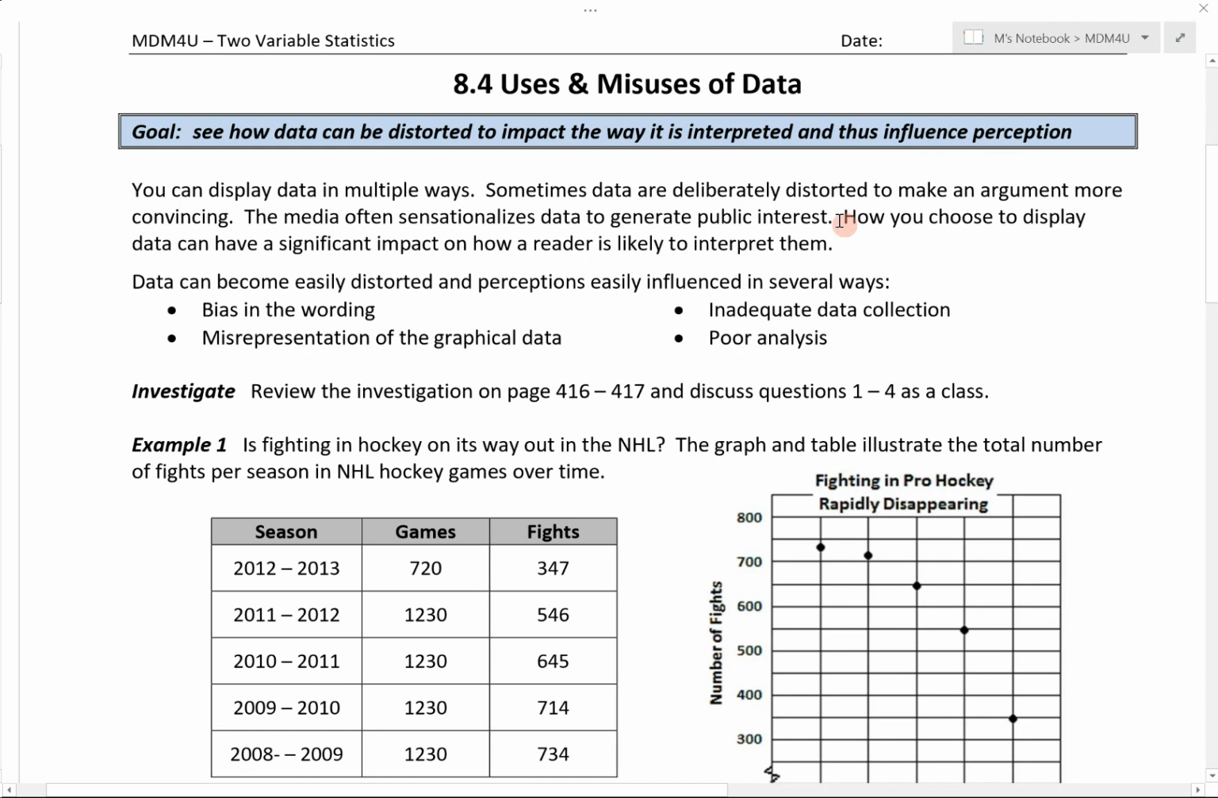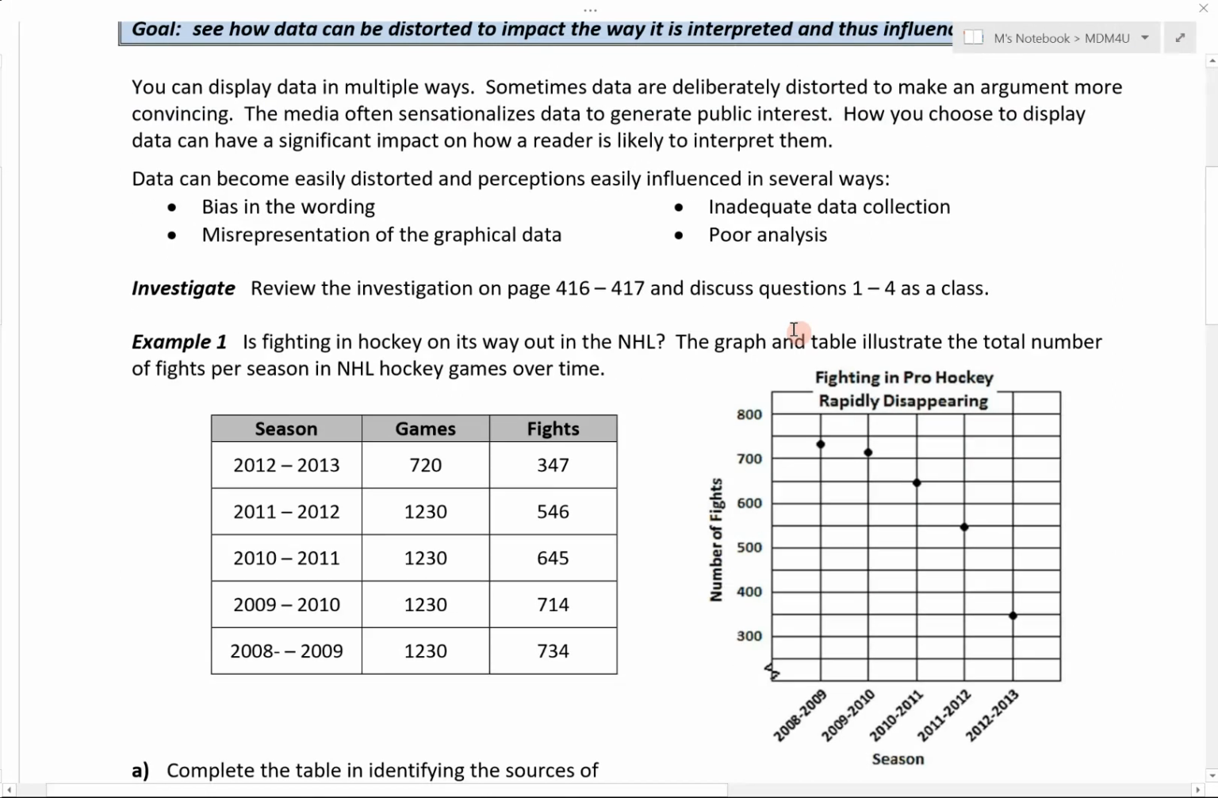And the media often sensationalizes data to generate public interest. Even think about advertising agencies, who would also manipulate data to illustrate a certain bias, sell their product, whatever the case may be. So how you choose to display data can have a significant impact on how a reader is likely to interpret that data. Okay, so how can it be distorted? Well, it can be influenced by the bias in the wording, misrepresentation of the graphical data, inadequate data collection, or very poor analysis in general. So let's have a look at an example.